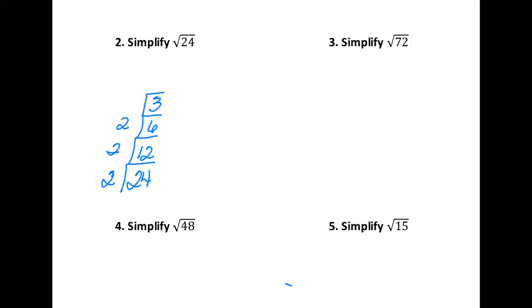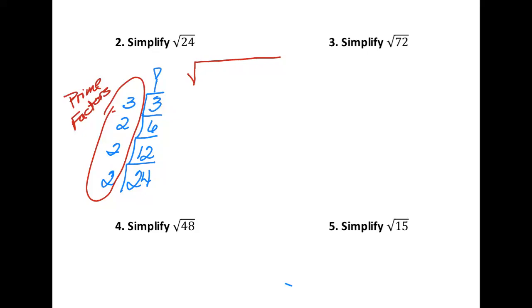So 3 is divisible by 3. Now you've got your candle of 1. Don't include the candle, but include all of these as your prime factors. So rewrite all of them underneath the radical sign. 2 times 2 times 2 times 3. Be careful when you are rewriting them.